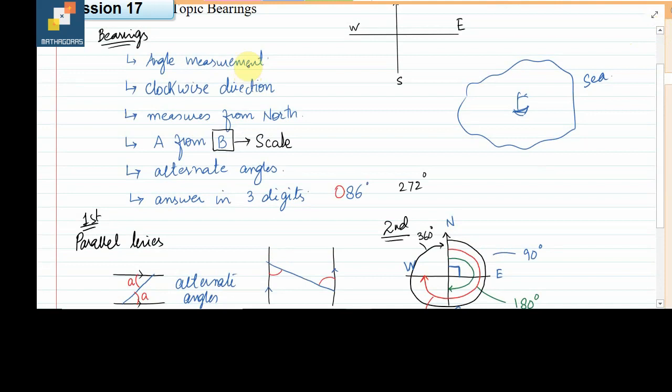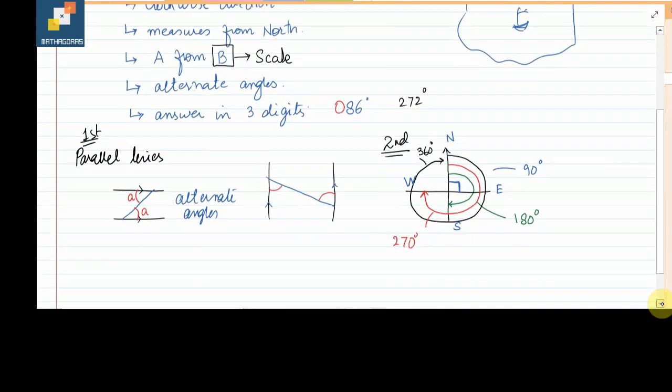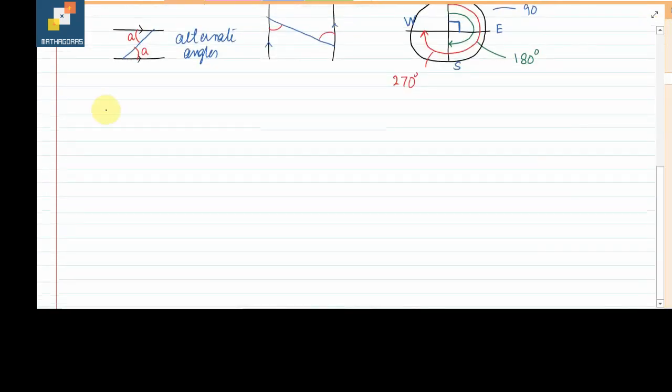Now all the points you should note down, right? I am going to give you some examples so that you have an idea how we are going to solve bearings. So let's suppose, for example, I have a point A, and there is a point B, there is a point C, and we are at north of A, right? Now let's suppose this angle is 30 degrees and this angle is 50 degrees.